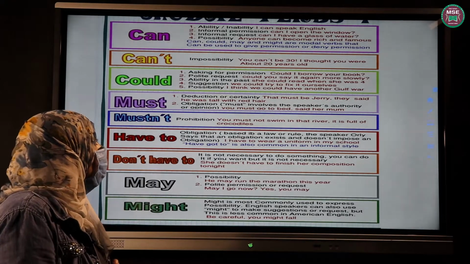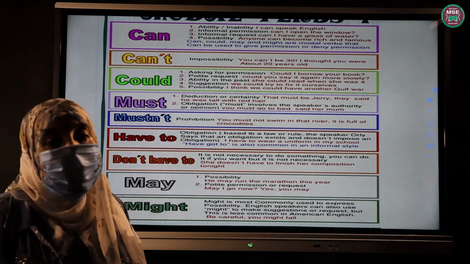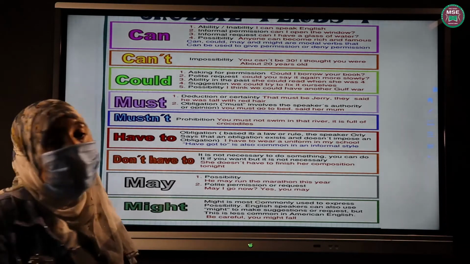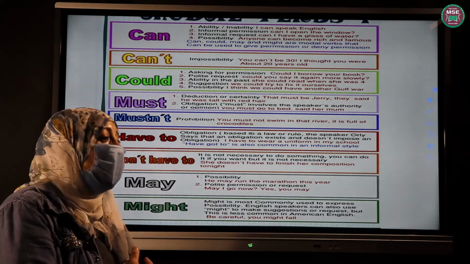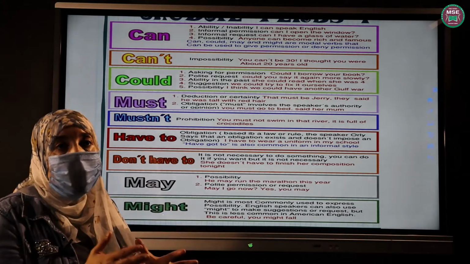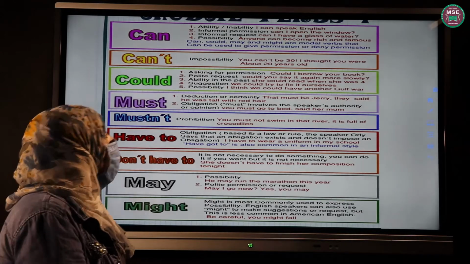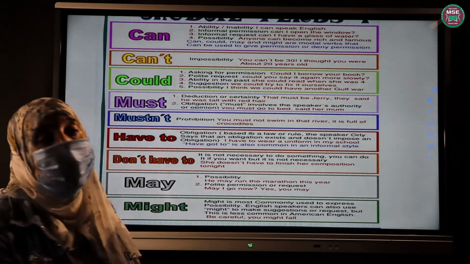Ability in the past. Something you could do in the past. She could read when she was 4. It means that when she was 4 years old, at that time, she could read a book or something like this. Suggestion, we could try to fix it ourselves. Something that we could do.